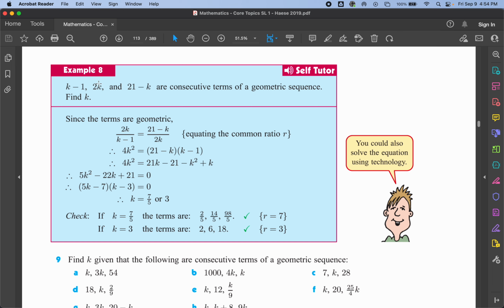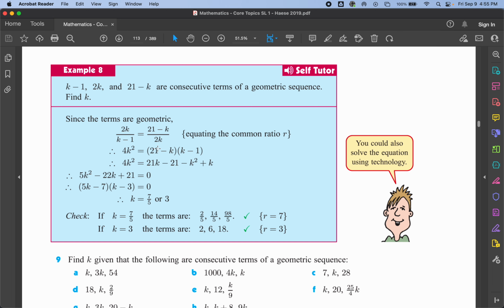Another way of saying that is that if we divide two consecutive terms, that result will be the same number because that is the ratio. So for example, if I take this middle term 2k and I divide by k minus 1, that's going to equal the same thing as if I take 21 minus k and I divide by 2k, because again, to go from one term to the next, we're multiplying by r. So if we divide one term by its previous term, we get that common ratio.